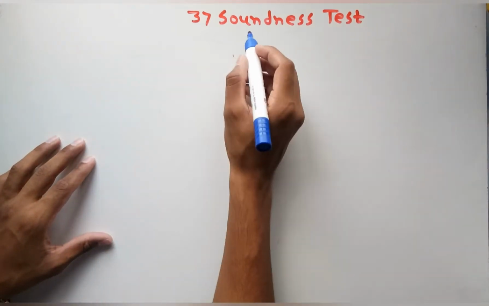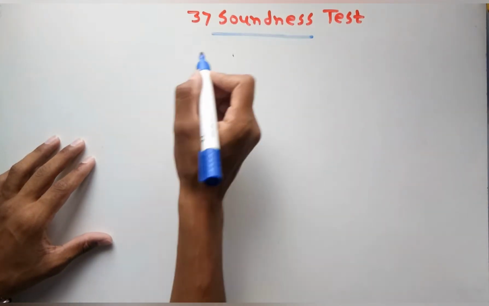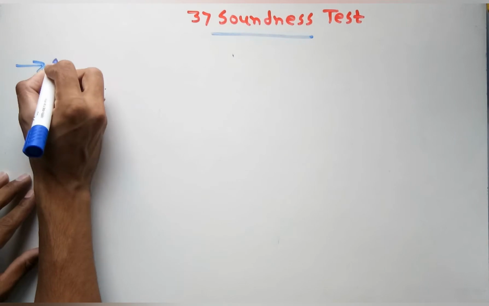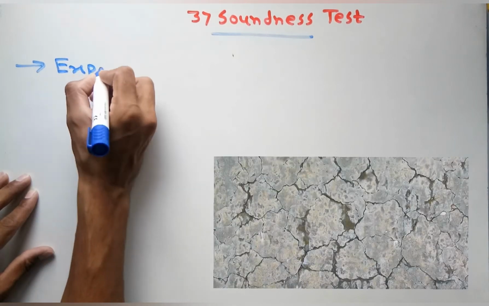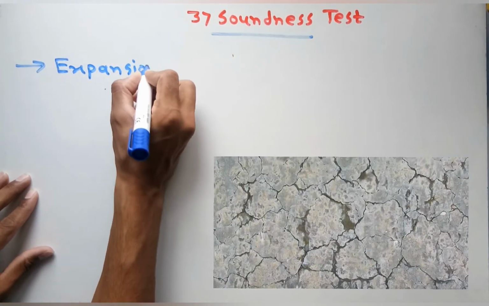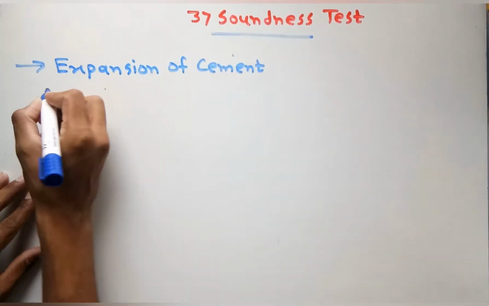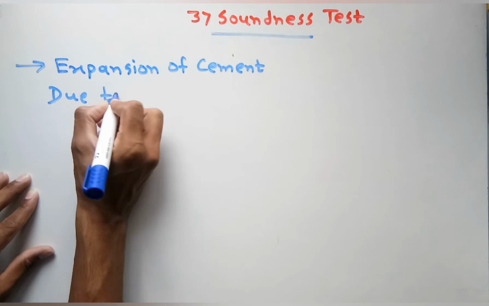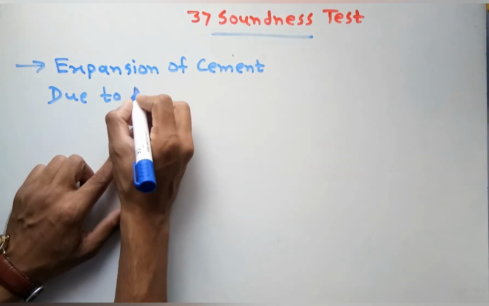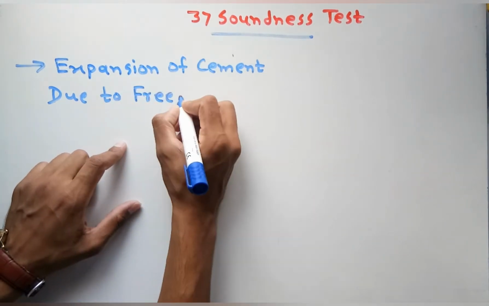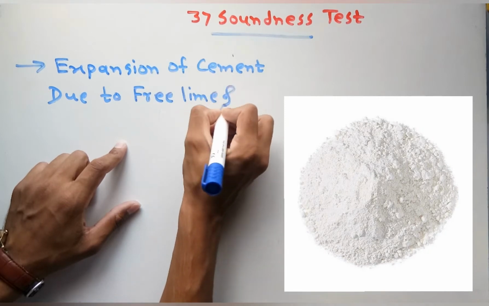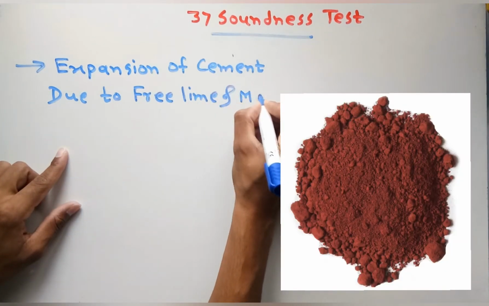First of all, we will see what is meant by soundness. Soundness is the expansion of cement, which occurs due to free lime and magnesia.